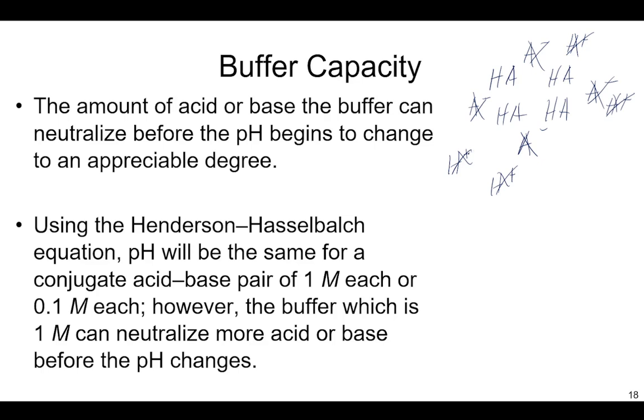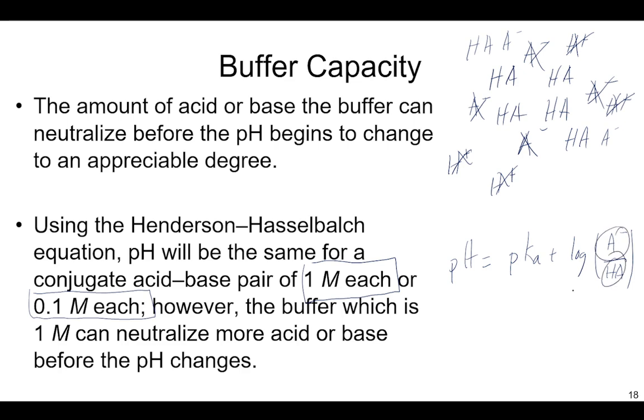And it would then make sense that the more concentrated the buffer is, meaning the more HAs and A minuses you have around initially, the greater the buffer capacity will be, because the more it can withstand added acid or base. So if we think back to the Henderson-Hasselbalch equation in the previous lecture, the pH would be the same for that buffer if we had 1 molar of the conjugate acid and base pair, or if it was 0.1 molar of each, because Henderson-Hasselbalch is pH equals pKa plus log of acid over base, or sorry, log of base over acid.